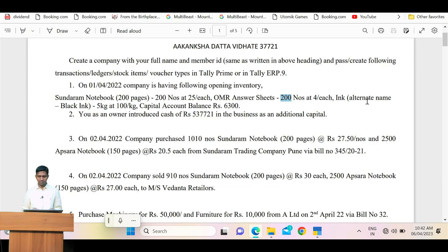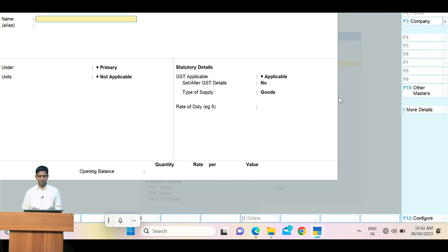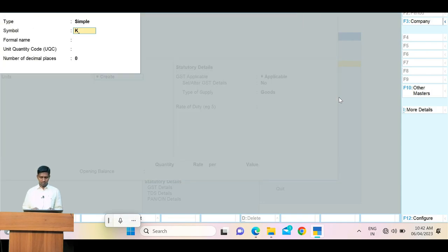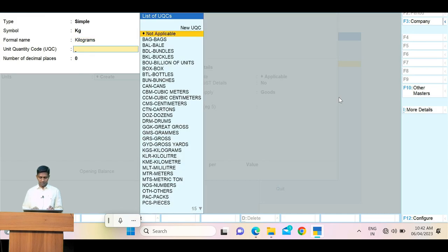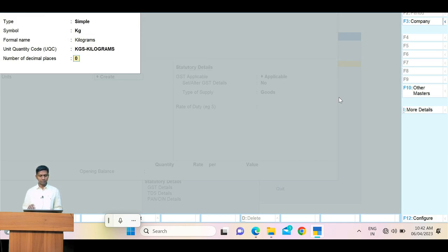Then next, we require ink, alternative name black ink. Let's say ink in primary, ink is in kg, that means we require a second unit. Let's say kg, kilo. Kilogram or kilograms you can say, and here also kilograms, okay, and decimal places. For kilograms you will find three decimal places, correct? Now 300 kilograms, 1 kilo, 300 grams.